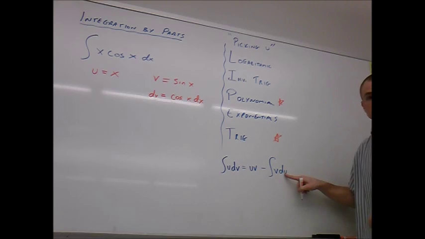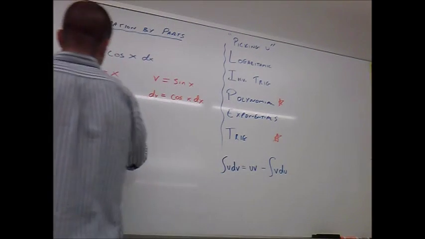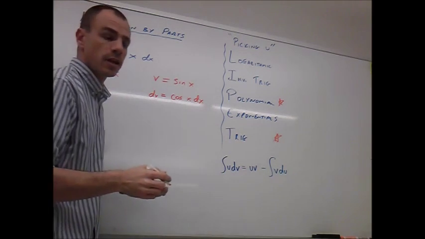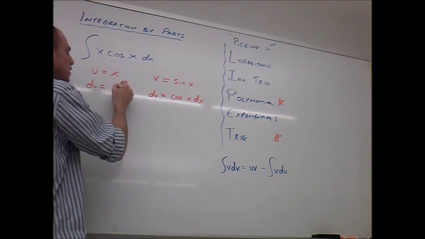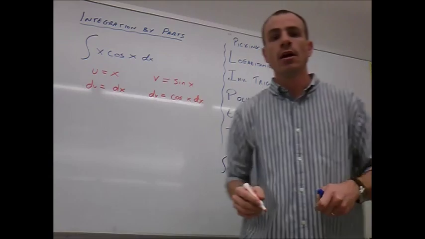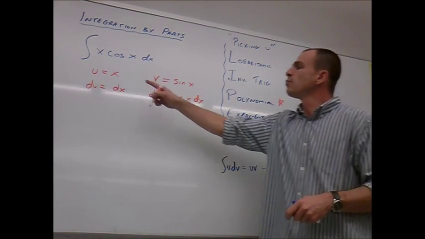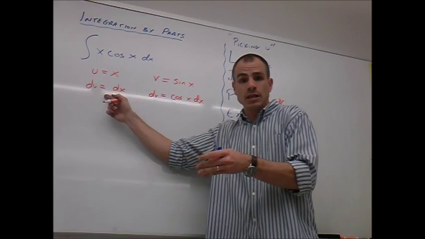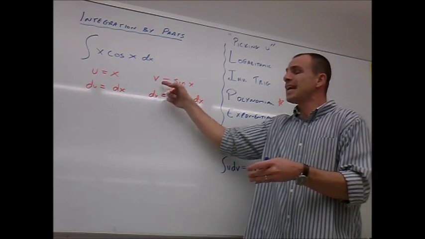Okay. We also need du. Well, here's u. Let's get the derivative of u. What's the derivative of x? Hardest question you're going to answer all day. Yeah, it's going to be 1 dx. I'm not even going to bother to write the 1. Okay, so what we've done is we've chosen u and dv, and then we've used u to get du, and we've used dv to get v.